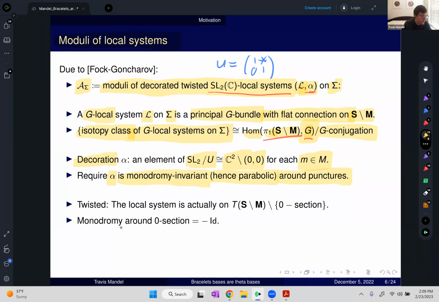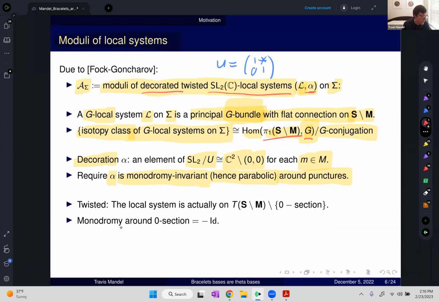And when we associate SO2 mod U to one of these marked points, we think of that as coming from taking a fiber of this G bundle, and then modding that fiber out by U. So you can parallel transport from one marked point to another. So that's our decoration, these choices of vectors. Sorry, these aren't flags. These are vectors in C squared minus the origin.